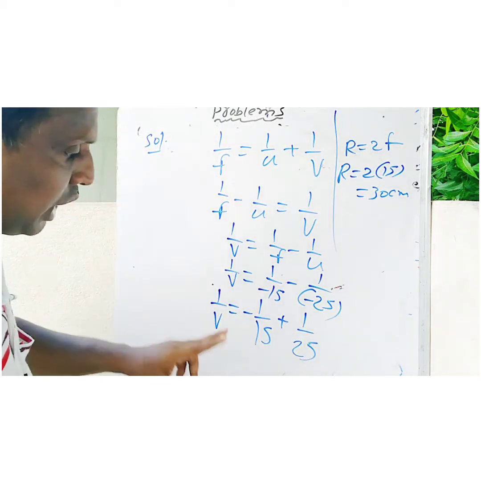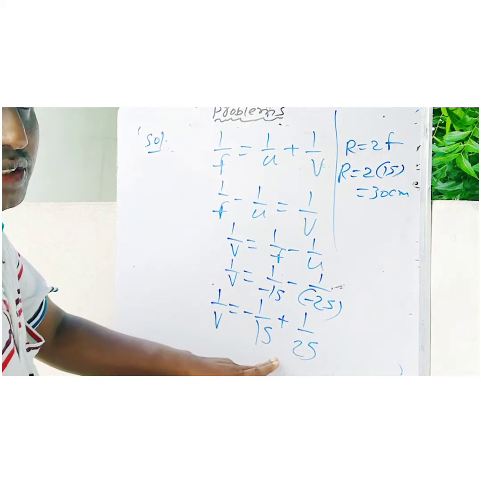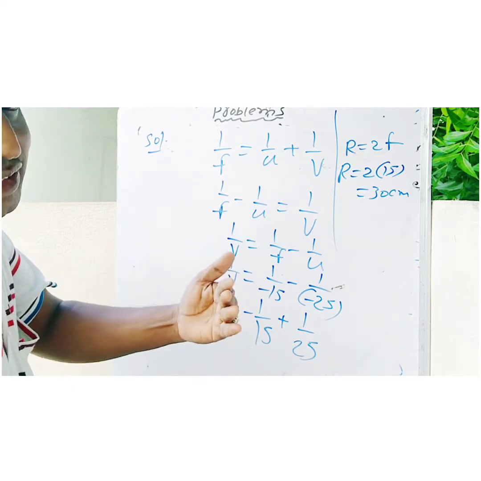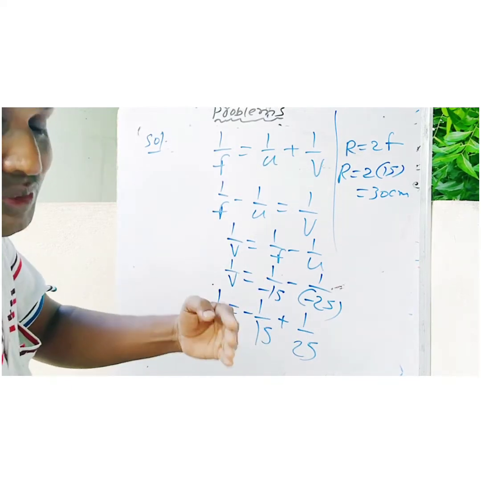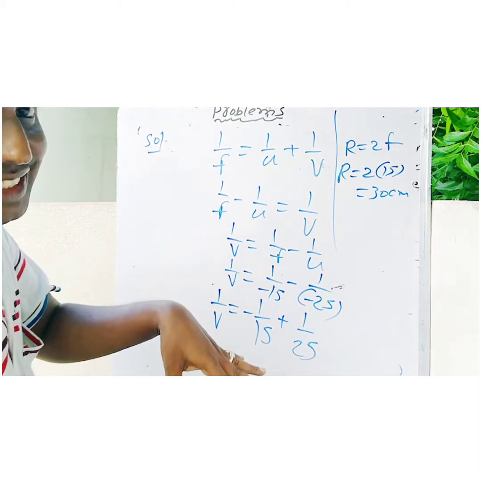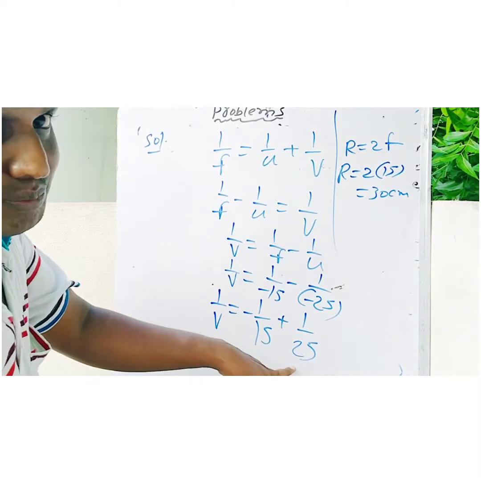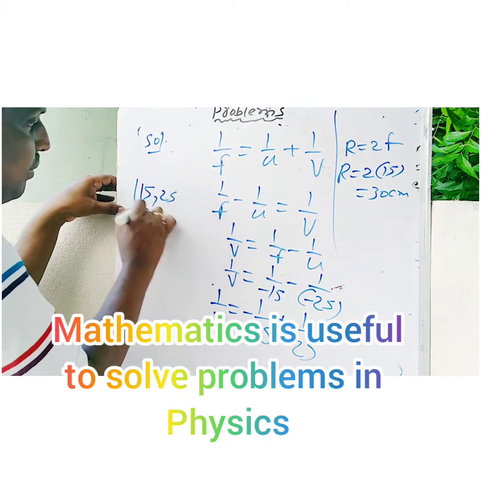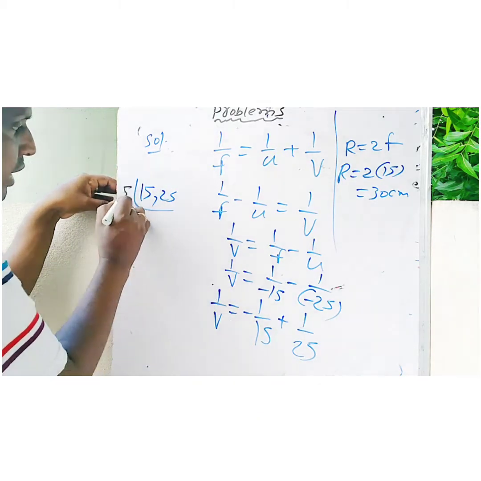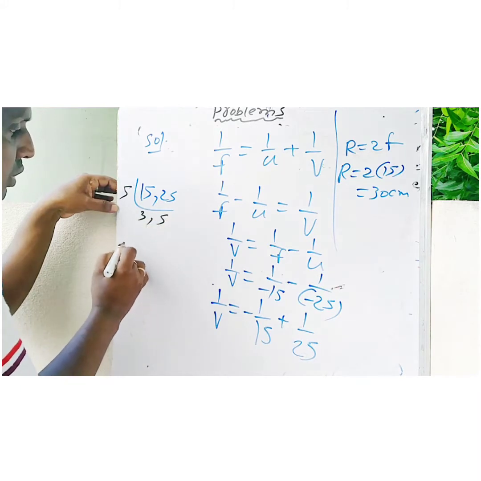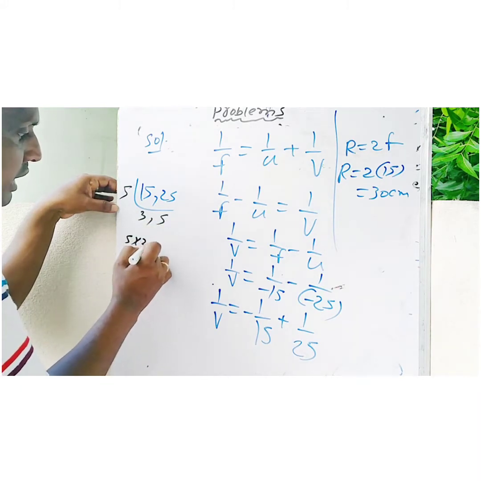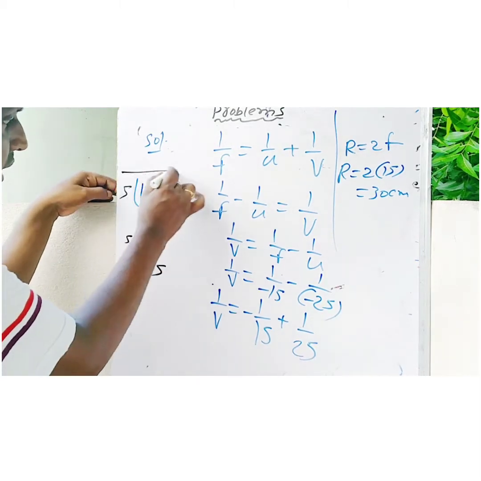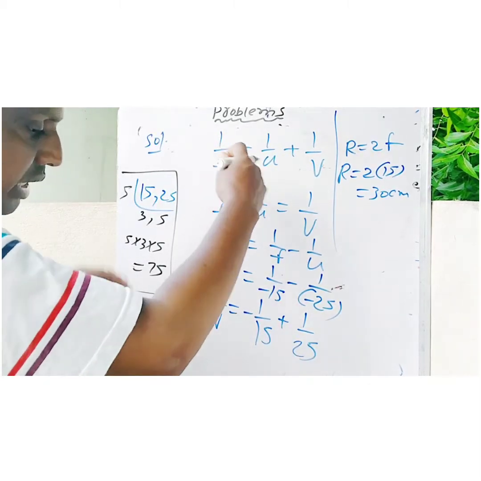Now we want the LCM. Do you know LCM from mathematics? Maths is also important. In physics, when you are solving problems, mathematics is very, very important. So the LCM of 15 and 25: 5 threes are 15, 5 fives are 25. So 5 into 3 into 5 equals 75. The LCM is 75.